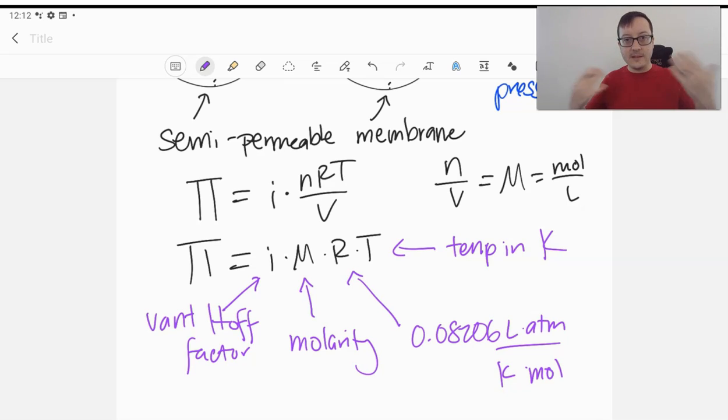So let's go ahead and do some calculations here. Let's see what we can do with the osmotic pressure idea. We're going to see that we can perhaps calculate the osmotic pressure of normal saline. Remember, we use normal saline because it is what's called isotonic with blood.